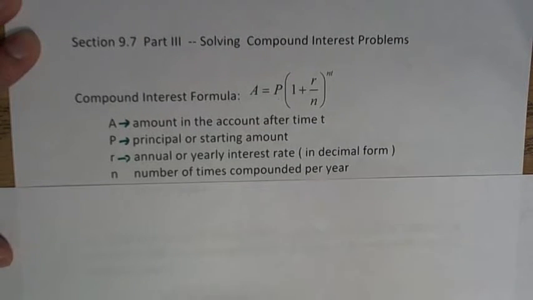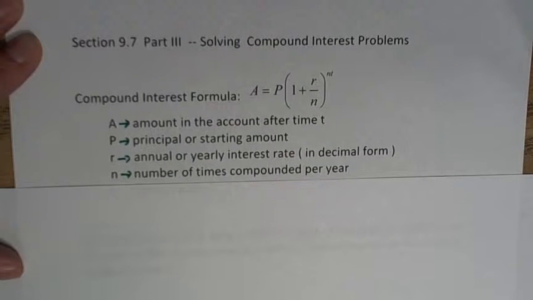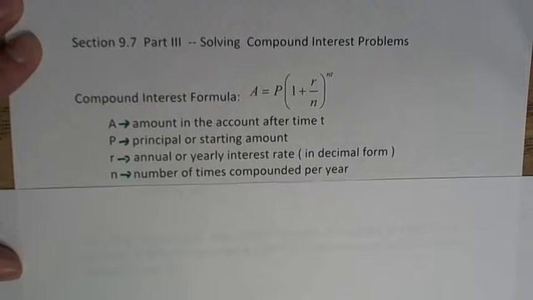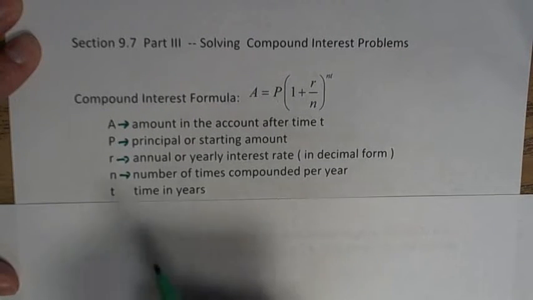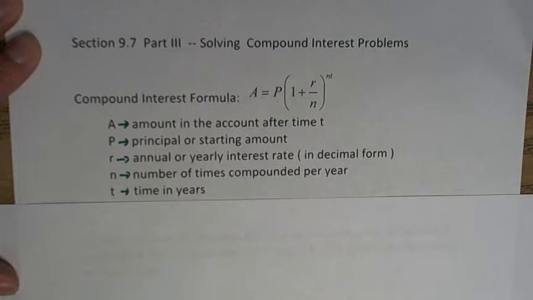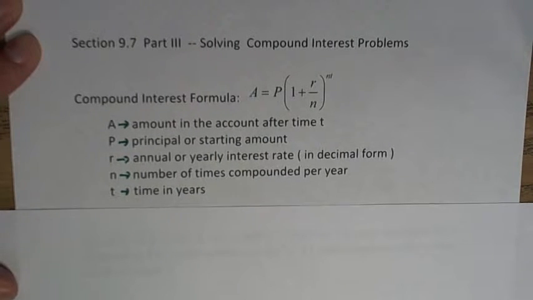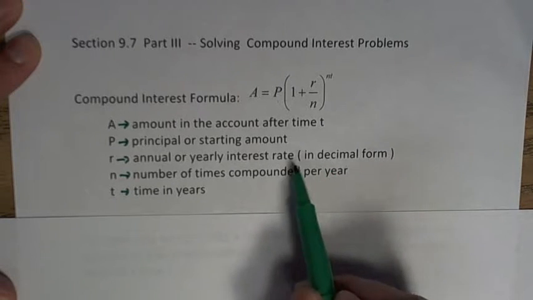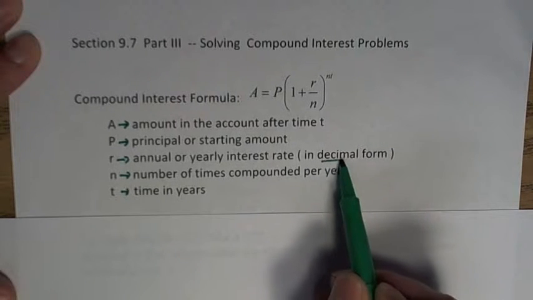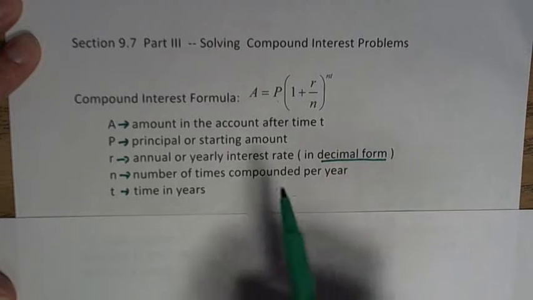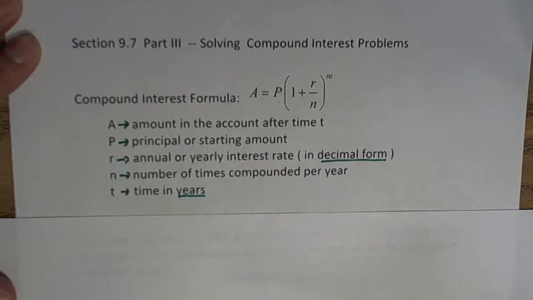The N here represents the number of compoundings per year, or the number of times that you compound every single year. And then finally, the t in these problems is always going to represent the time in years. So there's a couple of things that you want to really keep in mind. The interest rate, r, is always in decimal form, and the time is always in years. Those are two things that are distinct to compound interest.